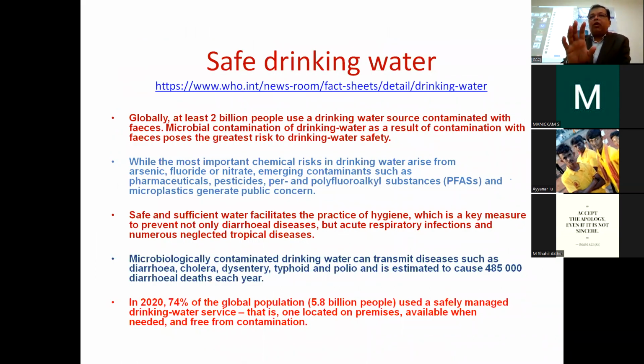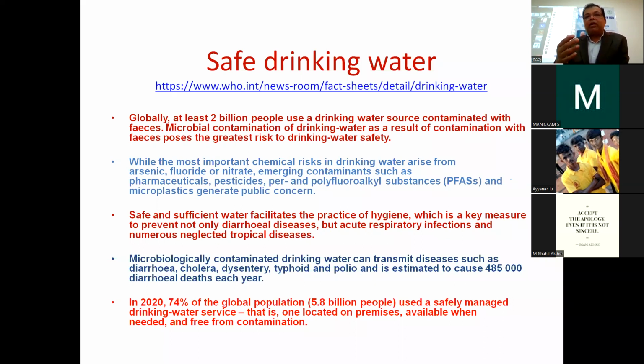Now we come to the last component of this lecture, that is safe drinking water. Unfortunately, even on this component, we are not performing very well. Globally, at least 2 billion people use a drinking water source contaminated with feces. That is why we were talking about sanitation. When 2 billion people are drinking water contaminated by feces, that is the disease cycle. Microbial contamination of drinking water as a result of contamination with feces poses the greatest risk to drinking water safety.